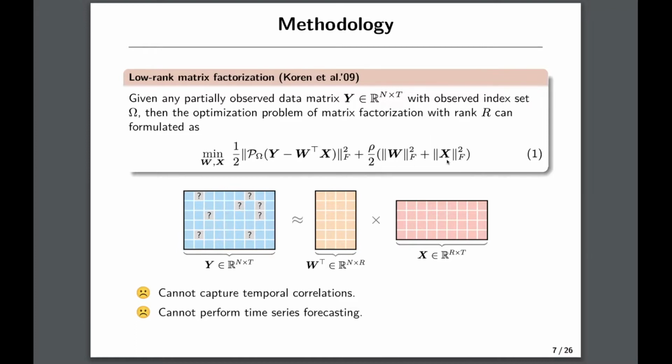We can also illustrate this optimization problem in this figure. For the input dataset, we have many missing values. But if we find an approximation by using W and X, we can reconstruct these missing values. Matrix factorization is very helpful for reconstructing missing values in a data matrix, but it cannot capture temporal correlations in time series data, and it cannot perform time series forecasting. So we need to find another solution for performing time series forecasting.